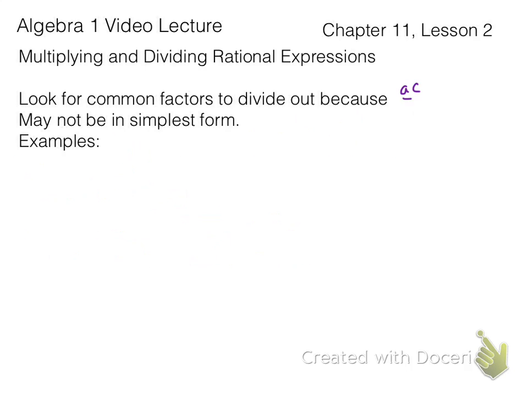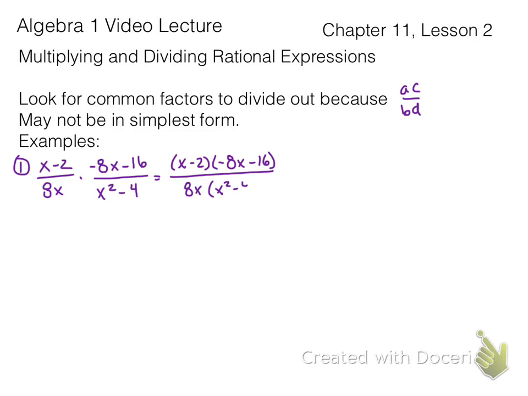Go figure. All right, so look at the common factors to divide out, because sometimes a times c over bd is not in simplest form. So this is where it gets a little more difficult. Number 1, we have x minus 2 over 8x times negative 8x minus 16 over x squared minus 4. So time to factor some stuff out. But let's first rewrite this so that everything's getting multiplied. There we go, just rewriting it. And now let's start factoring.